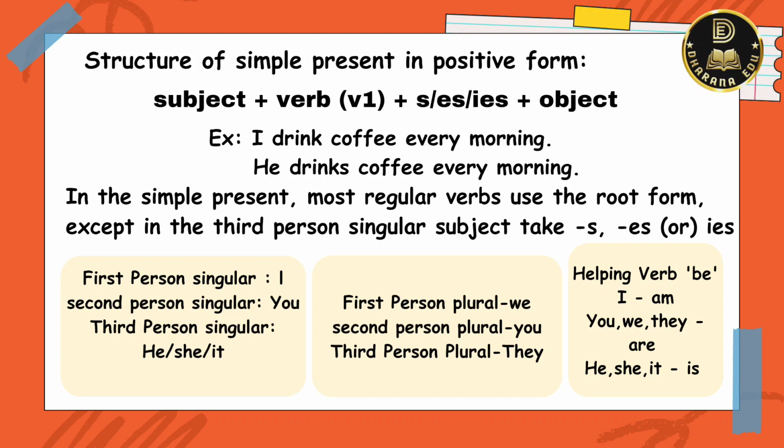In singular, first person is I, second person is you, third person is he, she, it. In plural form, first person is we, second person is you, third person is they. The helping verb be: I takes am; you, we, they take are. Third person singular, he, she, it takes is.